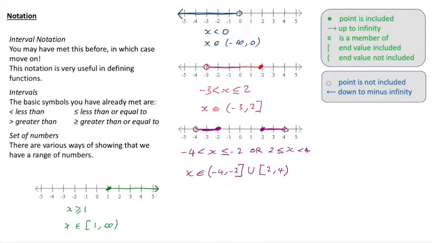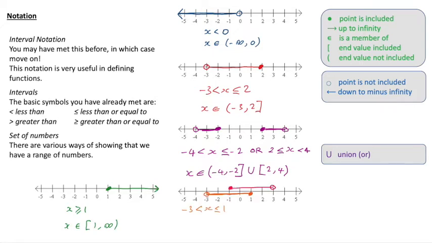Then we have this situation where we have two possibilities. X could be between minus 4 and minus 2, or between 2 and 4, and that means x is a member of the set from minus 4 to minus 2 union, or from 2 to 4, and the square and round brackets are as before for that. So that's union, which means or.